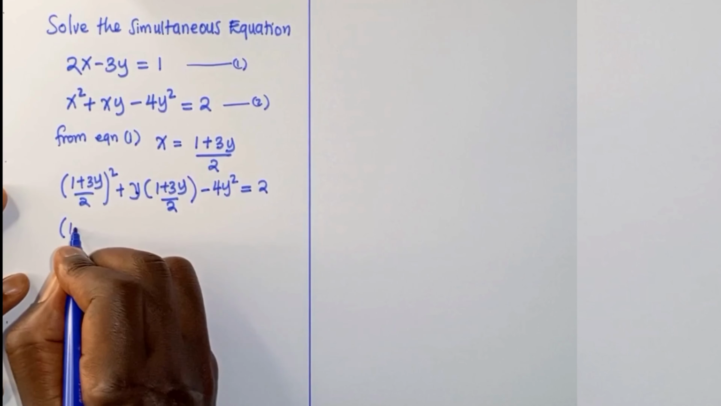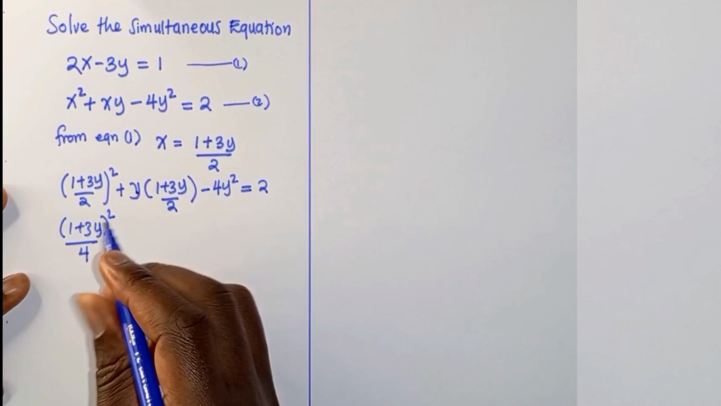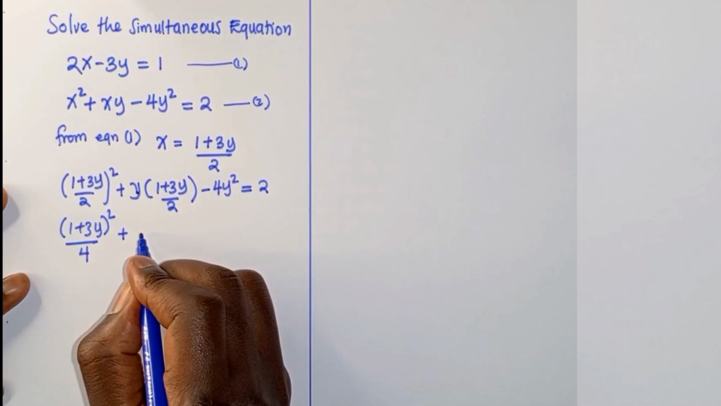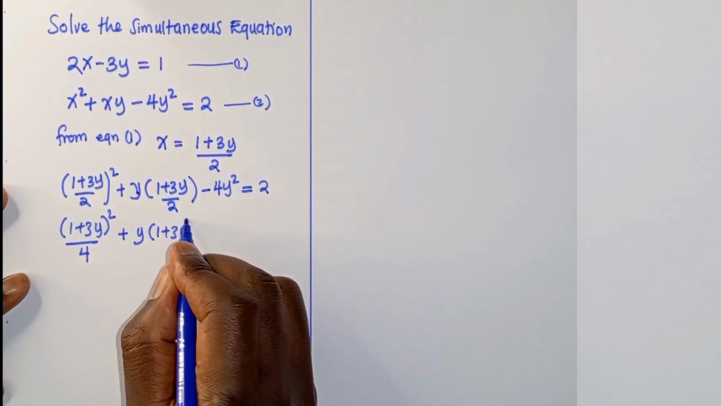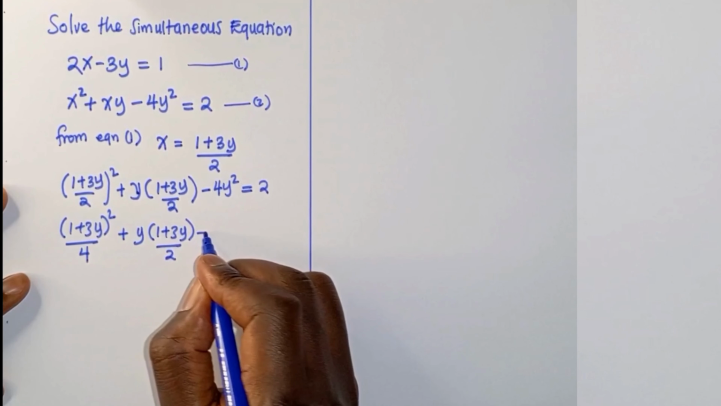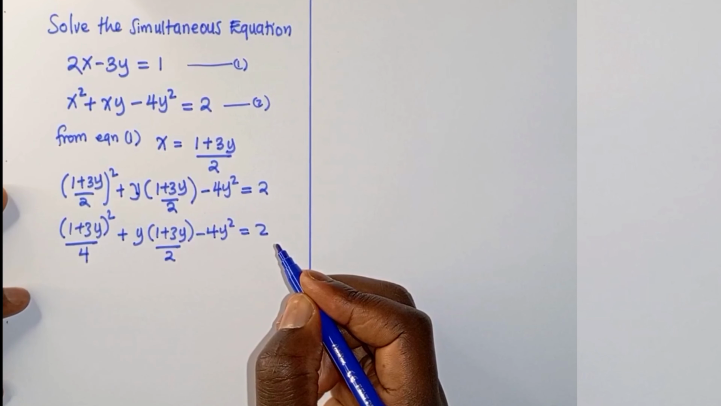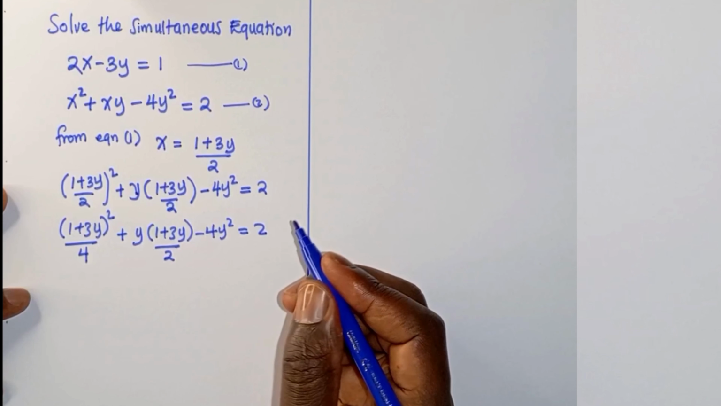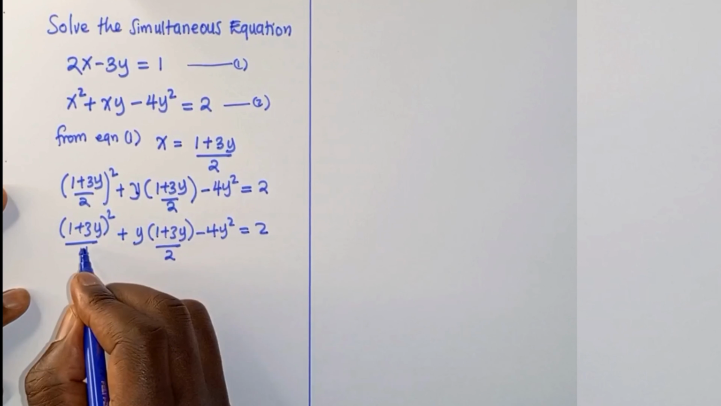Now when we continue, simplification: (1 plus 3y) squared out of 4, since 2 squared is 4, plus y into (1 plus 3y) out of 2 minus 4y squared is equal to 2. So we are going to multiply throughout by 4.